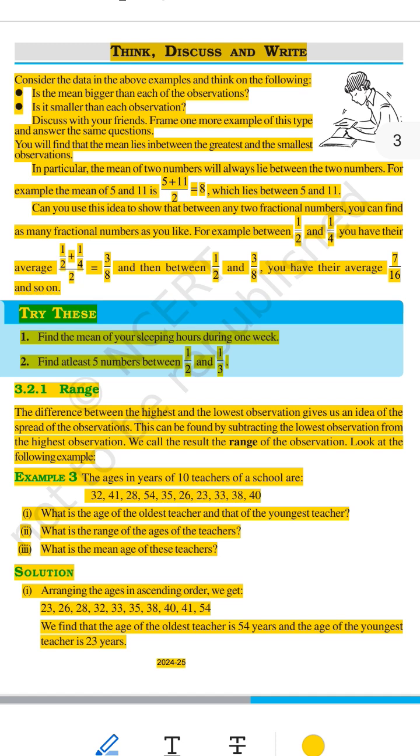Where does the mean lie? The mean always lies between the smallest and largest number in your data. It cannot be smaller than every number. It cannot be bigger than every number. It must be somewhere between the lowest and highest numbers.